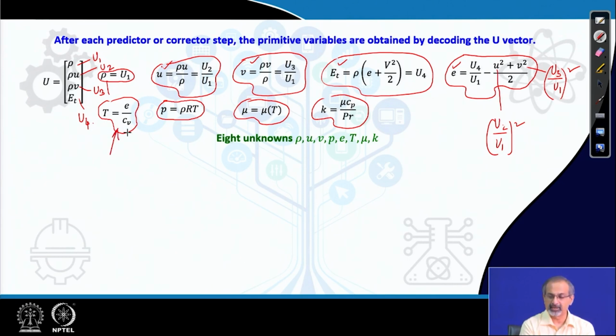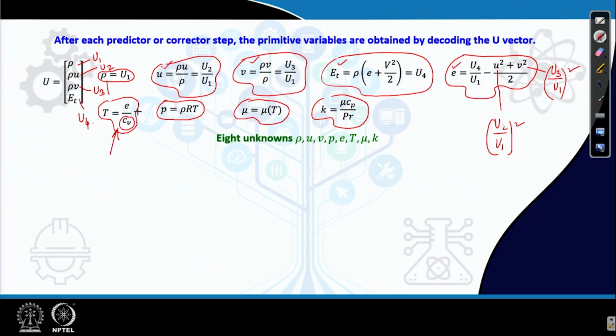We divide E by C V. So, C V, we are assuming a calorically perfect gas. So, C V is a constant. E you have already got from this step. So, you can obtain T. You already got density and temperature. So, you can plug them in here, you get pressure.